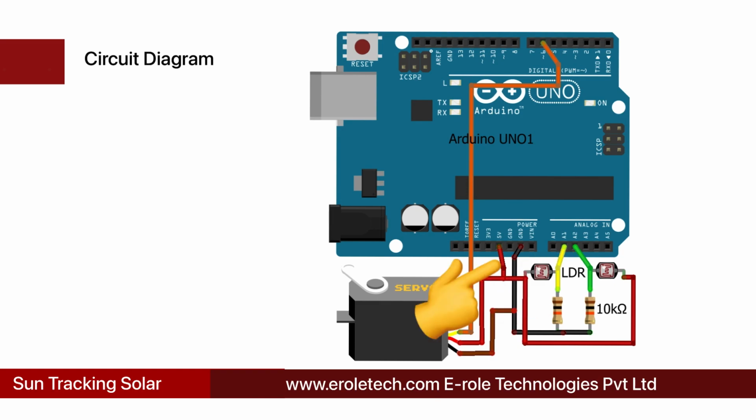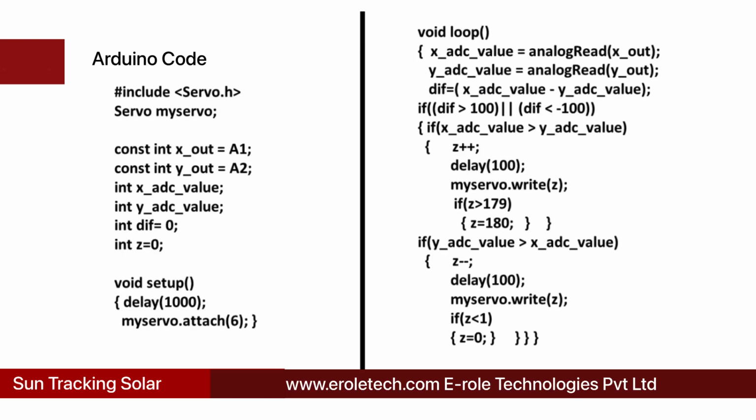Red wire of servo motor is connected with the 5-volt pin. Brown wire with the ground pin, and orange wire is connected with pin number 6 of Arduino. This is the code of this project. To control the servo motor, we will include the servo library in the program. To include the library, we will write #include <Servo.h>, Servo myservo.